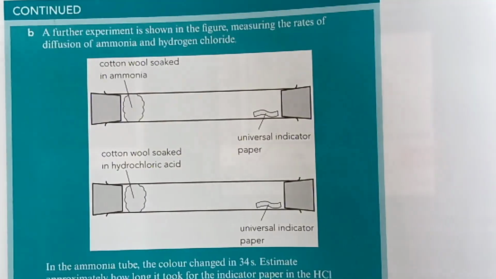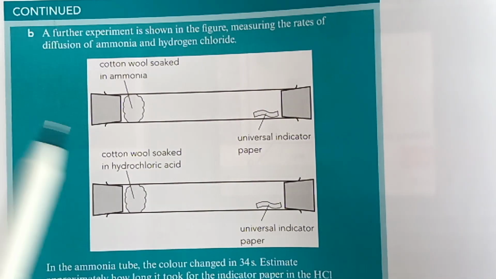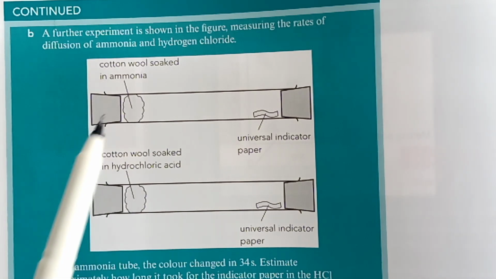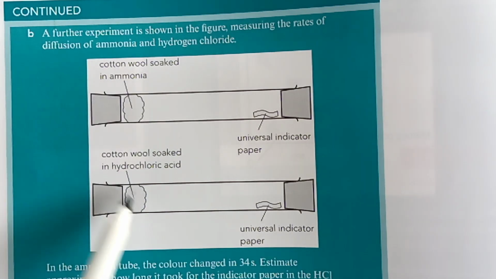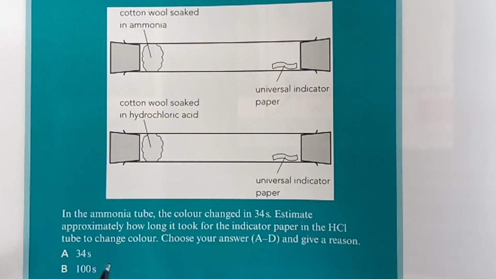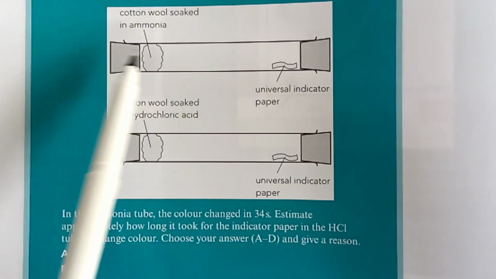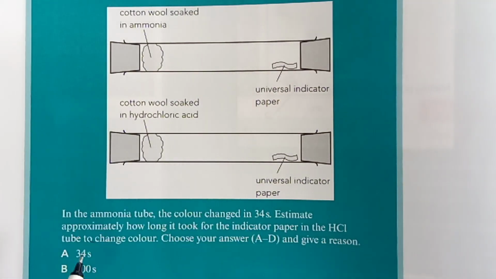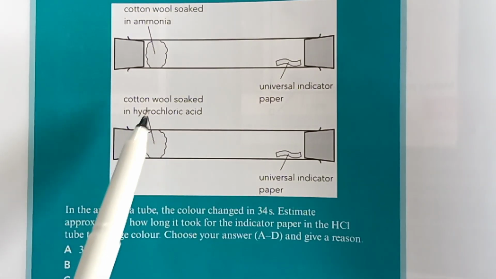So this is the answer. Now in this question, you have two similar tubes with the cotton wool soaked in ammonia, cotton wool soaked in hydrochloric acid, and universal indicator. Now the question is, in the ammonia tube, the color changes in 34 seconds. The color changes in the universal indicator paper in 34 seconds. Estimate how long it took for the color to change for hydrogen chloride.